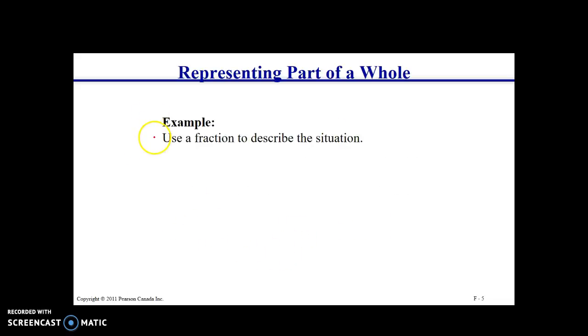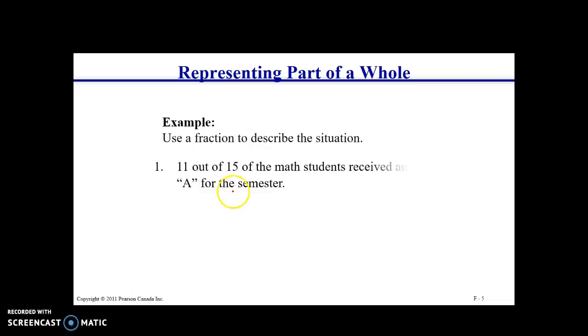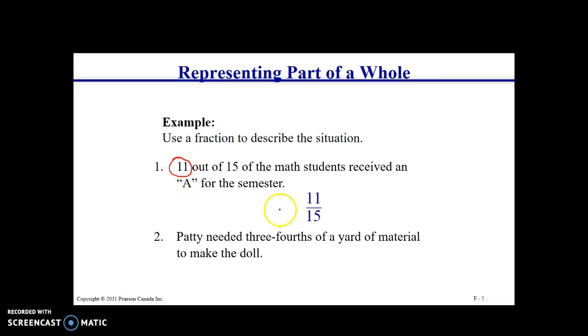So let's check out an example, and we'll use a fraction to describe this situation. 11 out of 15 of the math students received an A for the semester. So as a fraction, we're concerned with 11 of the students. So that's going to be our numerator, okay? And 15 being the total, that's going to be our denominator. Second example, Patty needed 3/4 of a yard. Well, that's essentially 3 over 4. 3/4. There it is.